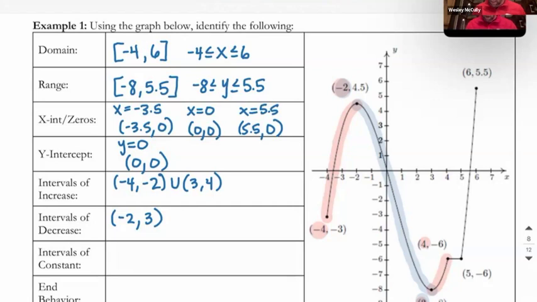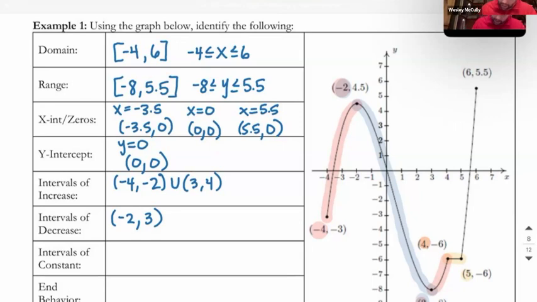Okay, so now look at this. We have this interval of constant right here. So we're here at (4, -6), and it goes straight to the right where it doesn't increase or decrease. It just stays constant for my y value, it doesn't change. That is called an interval of constant. And again, we need these numbers right here. We need the x values of that interval of constant. So it goes from 4 to 5.